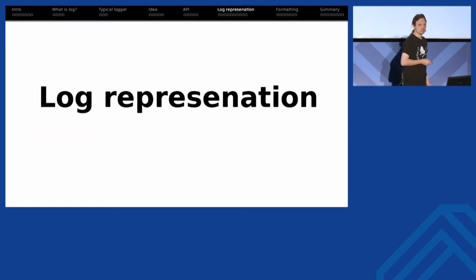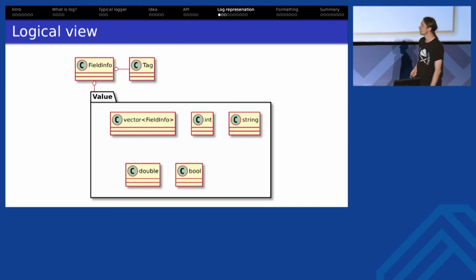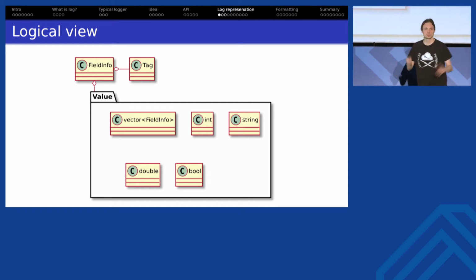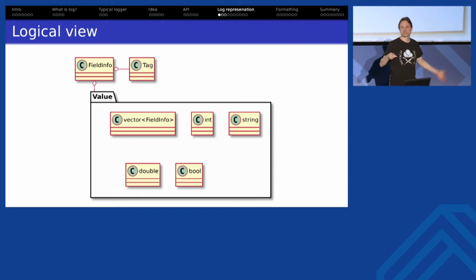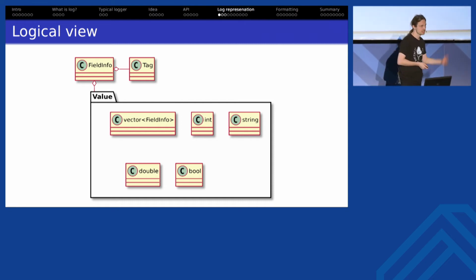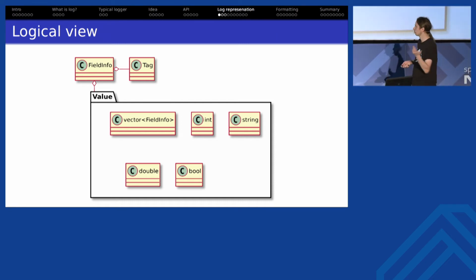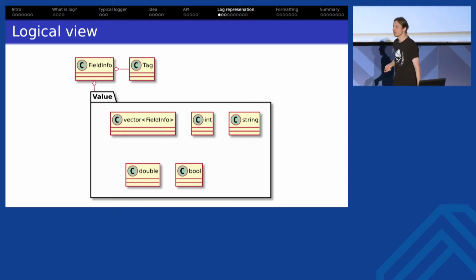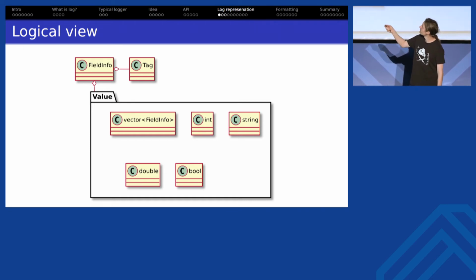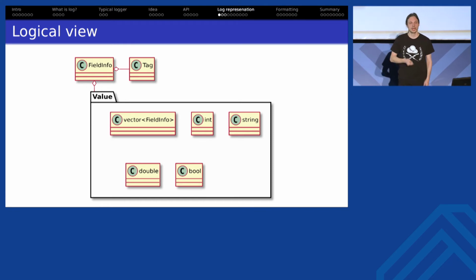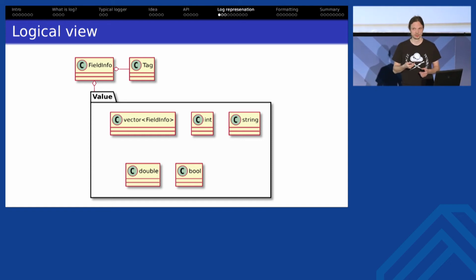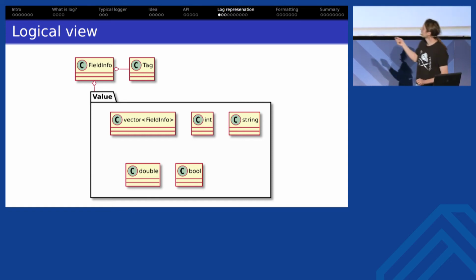So now let's talk a little bit about this log representation. The logical view goes something like this. There is this field info, which logically contains two elements: a tag, which is just a simple string indicating what the element is, and then a value. And the value will be one of different types. For instance, it can be a simple type like integer, double, boolean, whatever. Obviously, string will be a nice extension, and probably the most important element here is the vector of field info. So effectively, field info is keeping a vector of field infos internally. Why? Any ideas? Yes, exactly, children nodes.